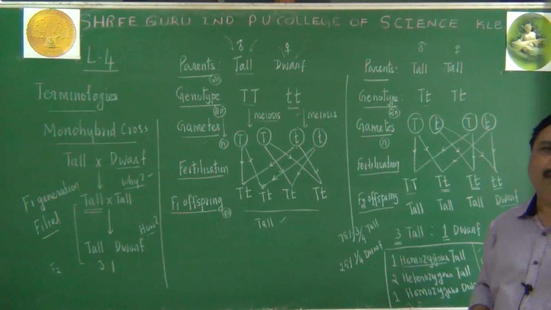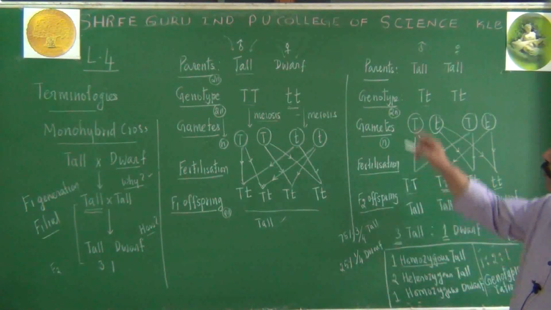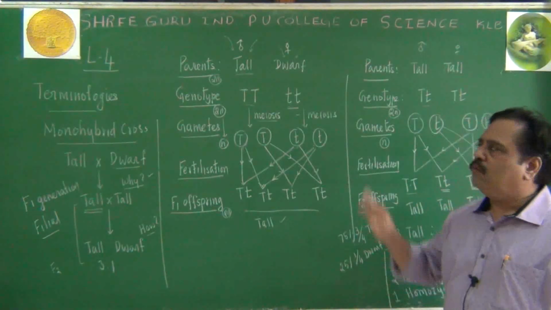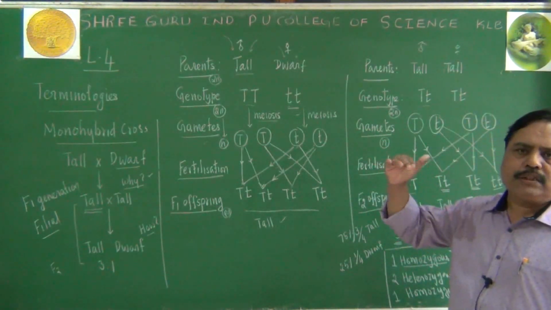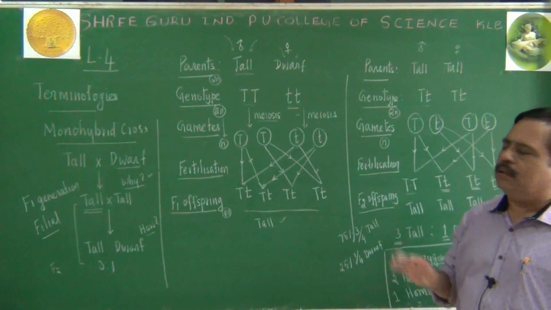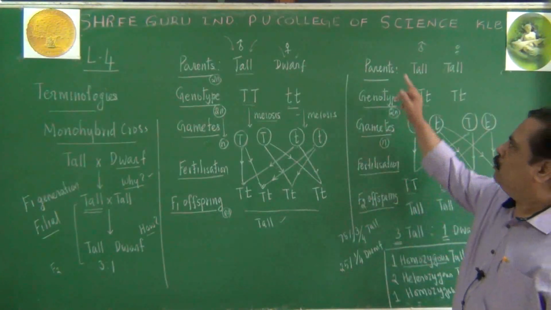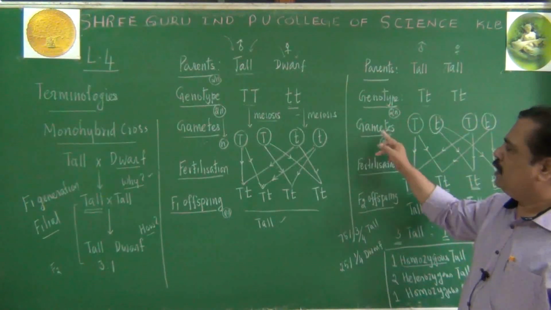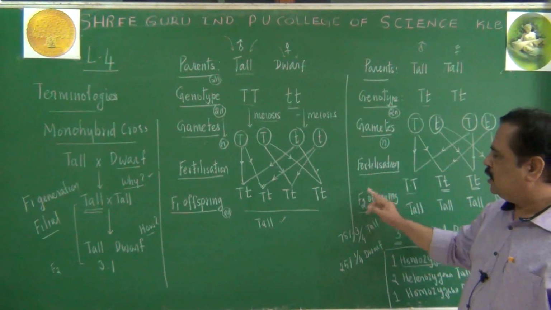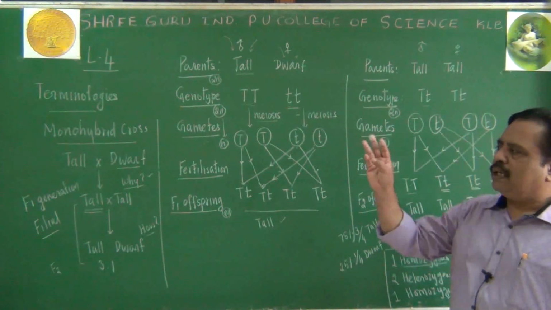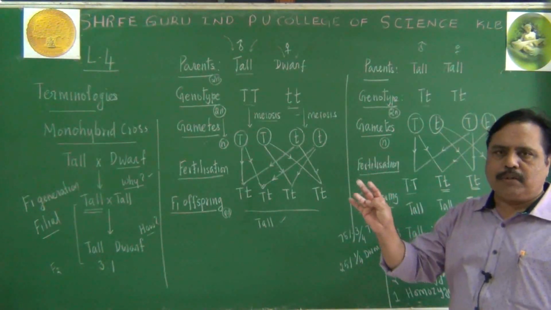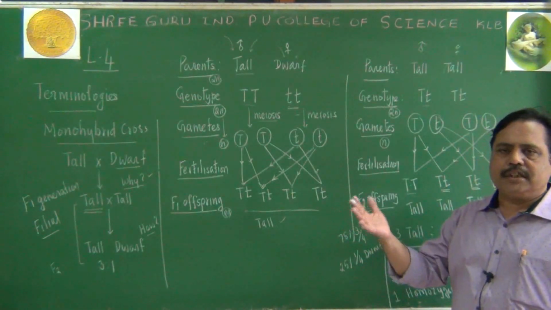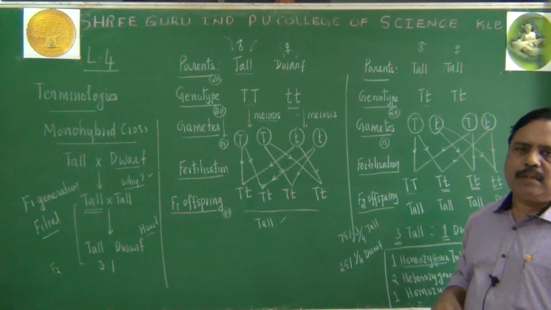Just recall this point, second step also here. For each generation, I am making 5 steps. Don't forget those steps. If you skip any step, you will get confused. What are those 5 steps? Parents, then genotype of the parent, then gametes, then fertilization, then offspring. So parents are there, genotype of the parent, gametes are formed, then fertilization, and finally offsprings are produced.